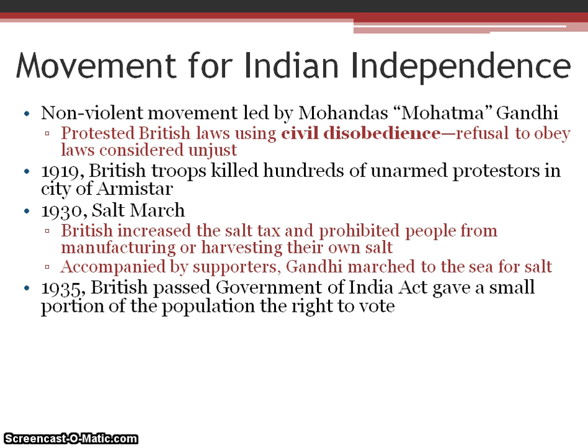And then in 1935, we do see some progress, some compromise by the British government. They passed what's called the Government of India Act, and it's going to give a small portion of the population the right to vote. So not everyone by any means has the right to vote, but they are opening those doors.